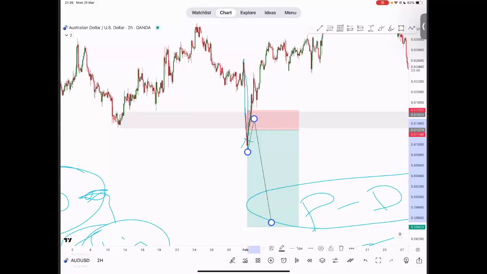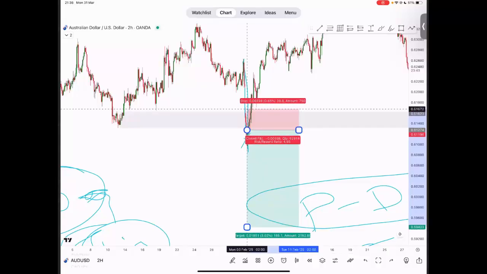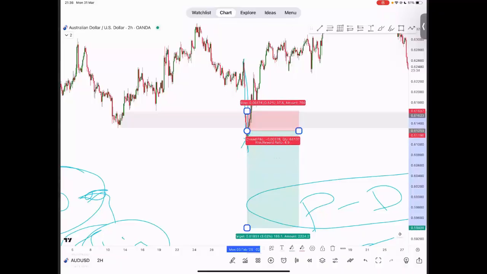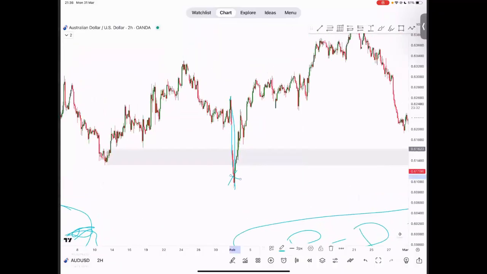But in this case, now you can see that did not happen. Instead, everybody looking to sell here would have been stopped out. This stopping out, or price taking out the breaker block, is what creates a reclaimed block. So in this case now, this is a reclaimed block.